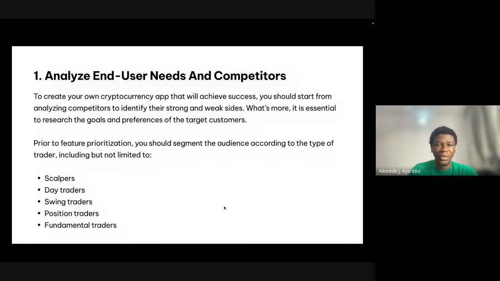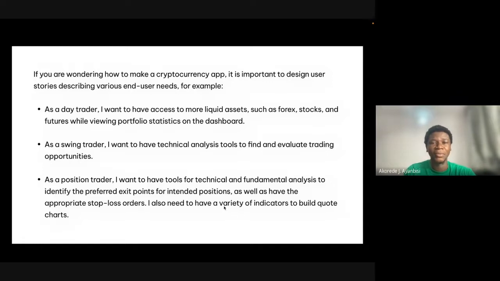And talking more about that, if you are wondering how to make a cryptocurrency app, it is important to design user stories describing various end users' needs. So I listed out some examples. For example, as a day trader, I'm very sure we are all familiar with user stories, right? For each of these users, you should at least list out the user story of what you assume these users would want to do on your mobile application or on your product. And that's how you can design a better product, right?